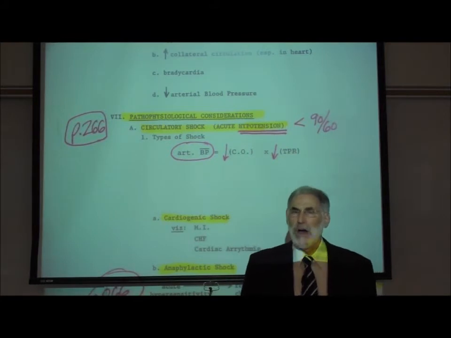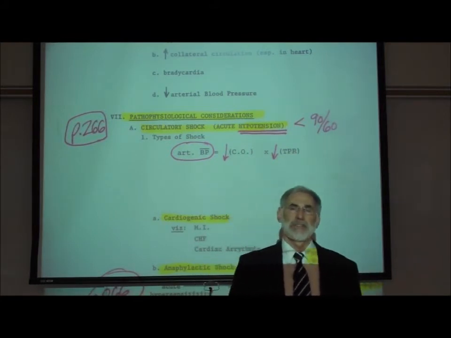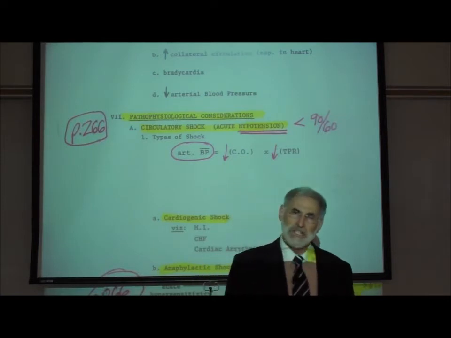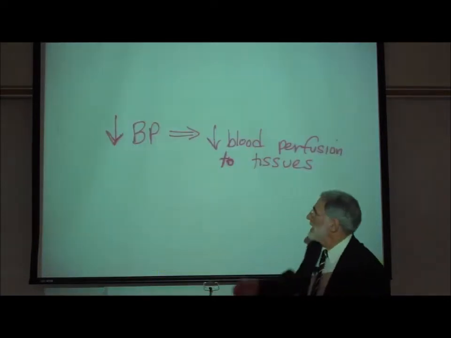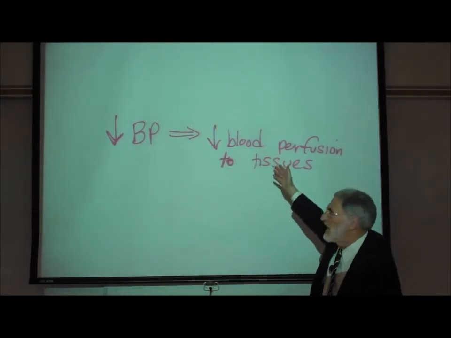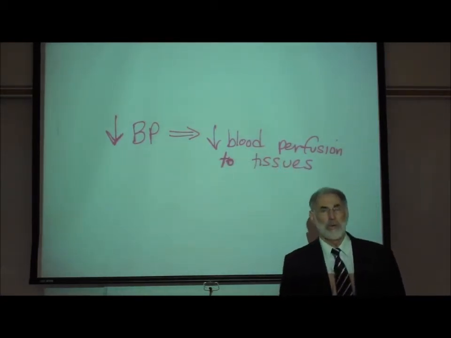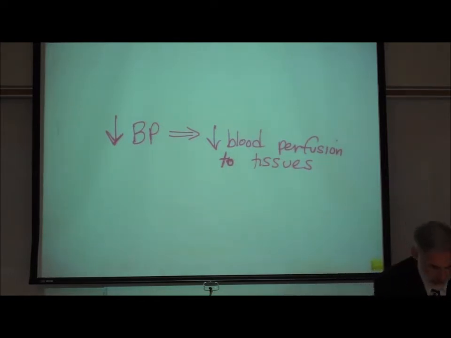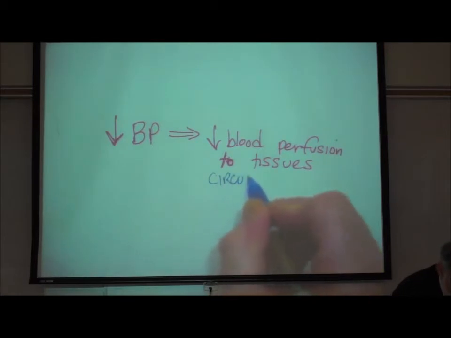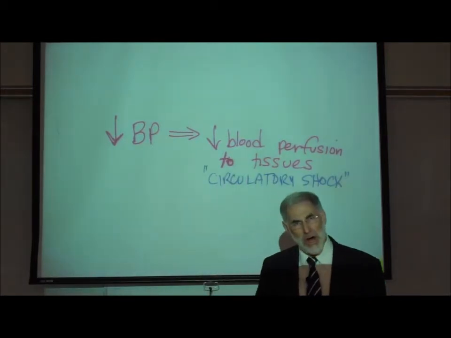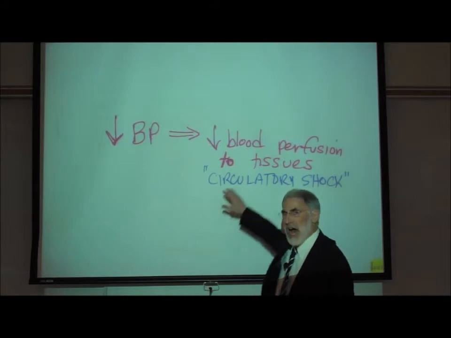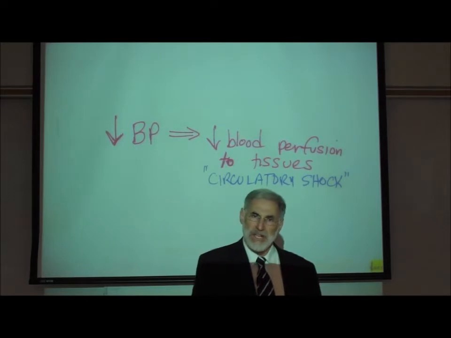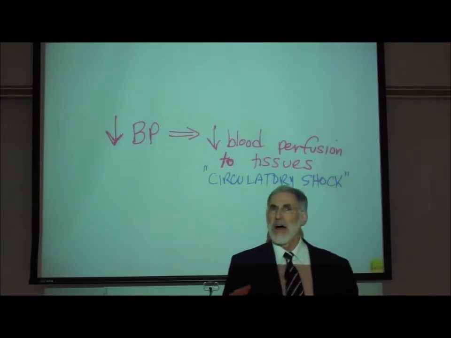Now the danger of a drop in blood pressure is it leads to a drop in blood flow, or what's also called blood perfusion, to the tissues of the body. So a drop in blood pressure leads to decreased blood flow or blood perfusion of oxygen and nutrients to a tissue. This is also known as circulatory shock. While there are other causes of circulatory shock besides a drop in blood pressure, I'm going to use the terms hypotension and circulatory shock together.